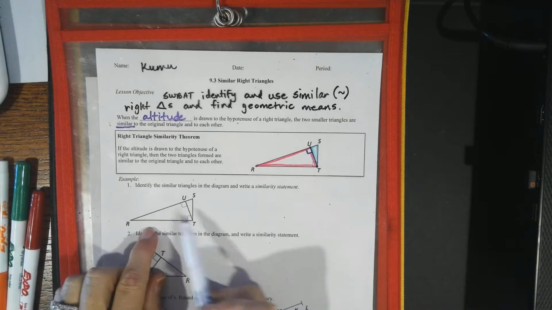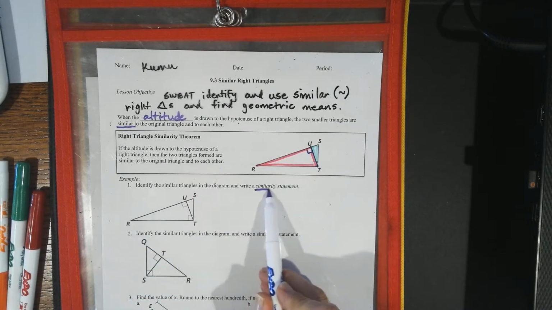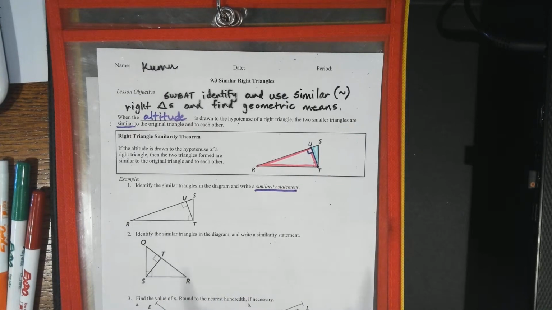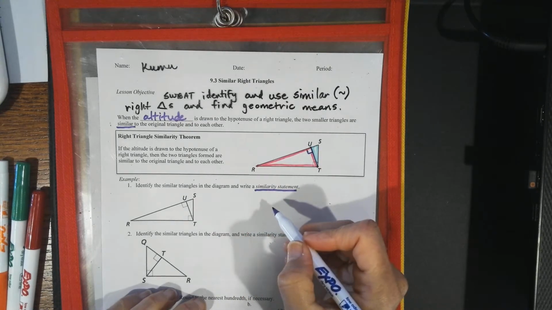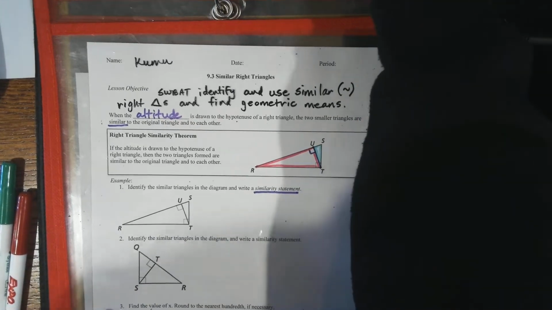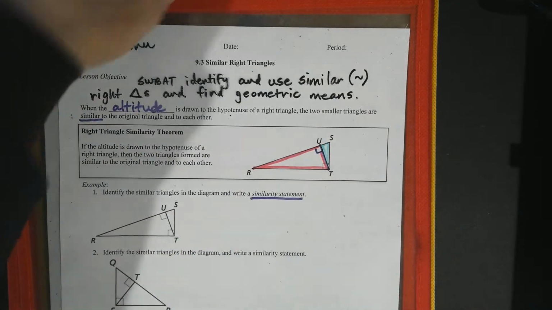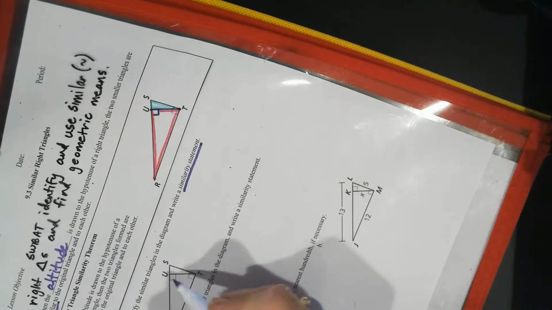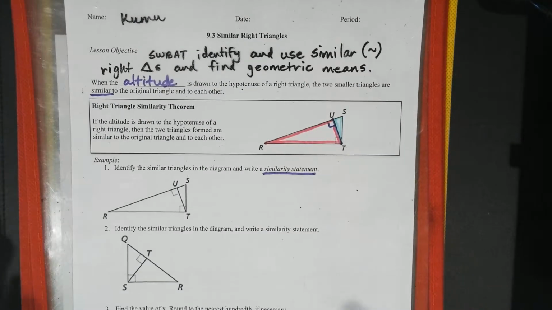So I redrew it over here. What we're going to do is identify the similar triangles in the diagram and write a similarity statement. Remember, all that means is we're going to say in order which ones are similar. So the best way to do this is just to redraw them. The problem being, here is RTS, and here is UST, and here is TUR. And if you don't want to keep switching your paper all around, just redraw them.